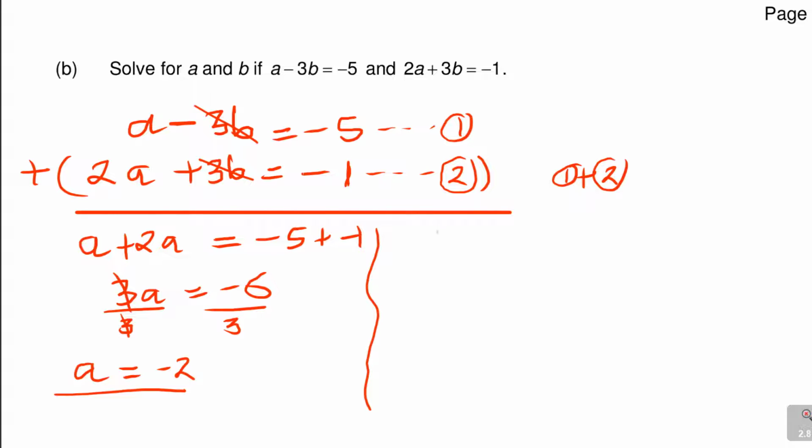Then what's the next one? You choose any equation to say a minus 3b. We are saying it's minus 5. We know our a, minus 2 minus 3b is equal to negative 5. Sorry guys for the background noise.